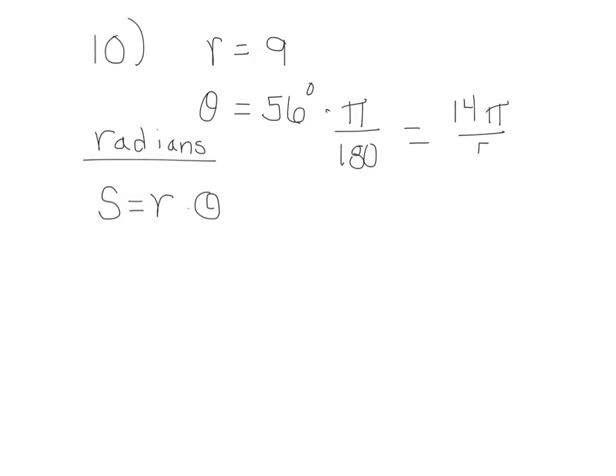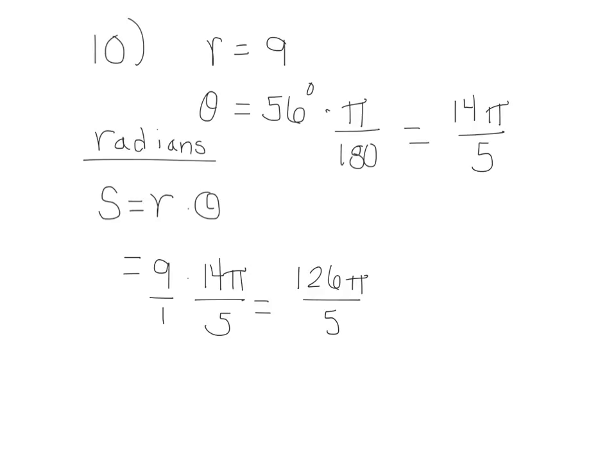over 5 radians. So now when we go to find the length of this arc formed by this sector, we would take the radius, 9, multiply by our angle measure, now converted to radians, 14 pi over 5, and we end up with 9 over 1 times 14 pi over 5, and that gives us 126 pi over 5.